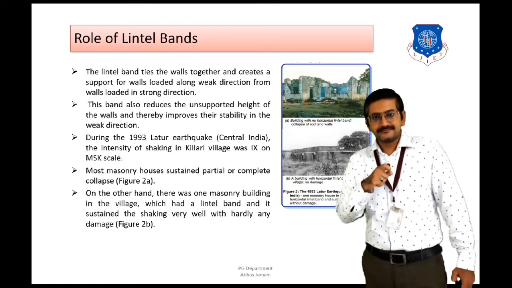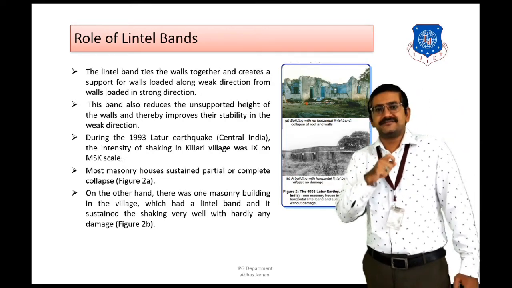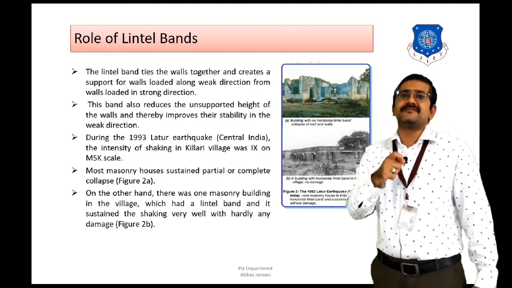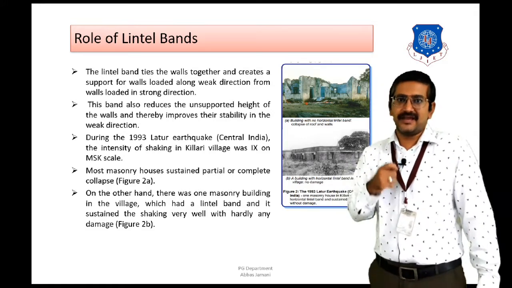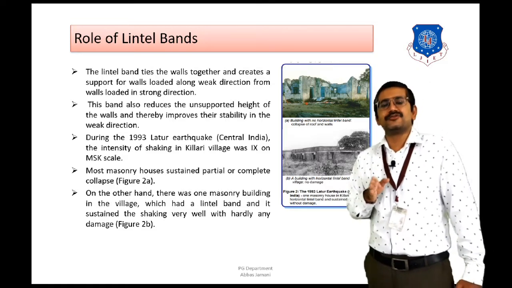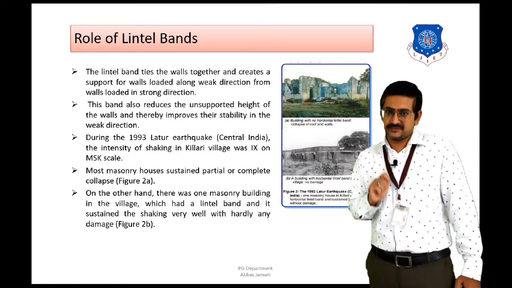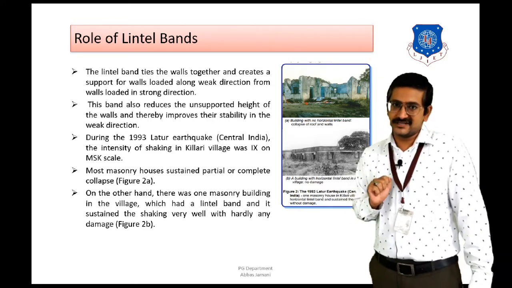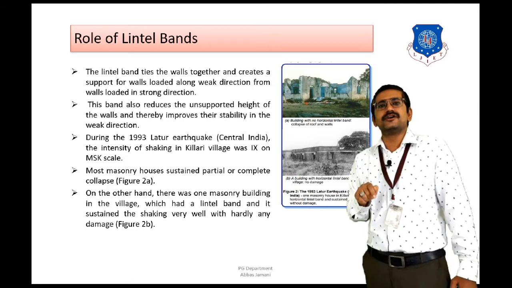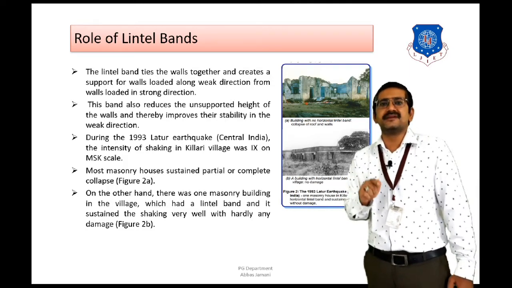So in case of masonry buildings, we have discussed two terms. First is out of plane bending, second is in plane bending, or strong direction and weak direction. And we have discussed that whenever the force is applied along the length of the wall, then it is the strong direction, and whenever the force is applied perpendicular to the wall, then it is known as weak direction. So these horizontal bands are going to increase the stiffness or performance of building in the weak direction.